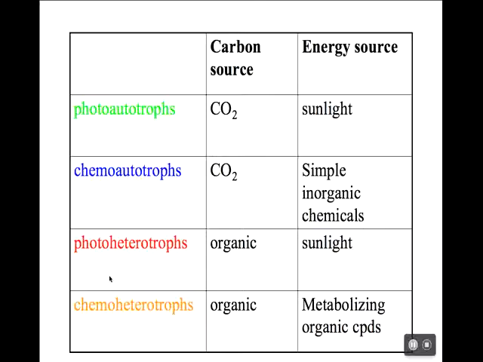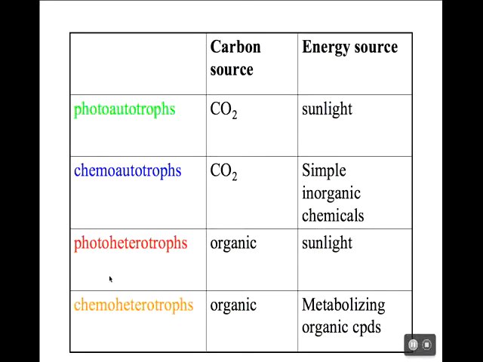Another lifestyle, less common, but it does happen, a chemoautotroph. A chemoautotroph, chemo means it gets its energy from chemicals, in this case very simple inorganic chemicals, and it gets its carbon from carbon dioxide. Now, you probably can't think of an example of a chemoautotroph right away because they are kind of few and far between. Some deep sea bacteria do this, chemoautotrophy. Some archaea do this as well. It's a relatively uncommon lifestyle.